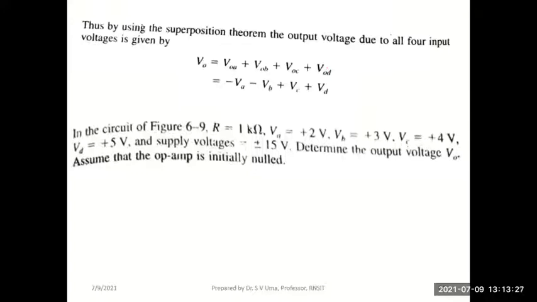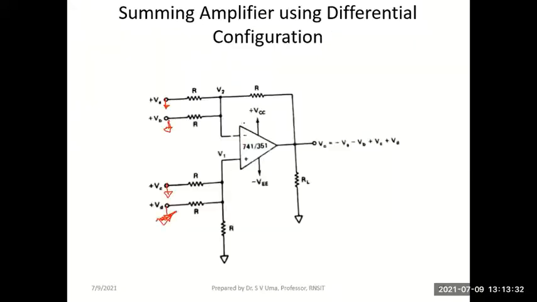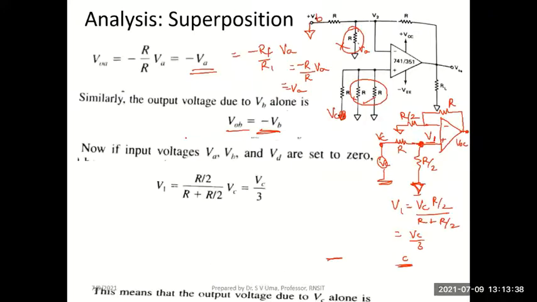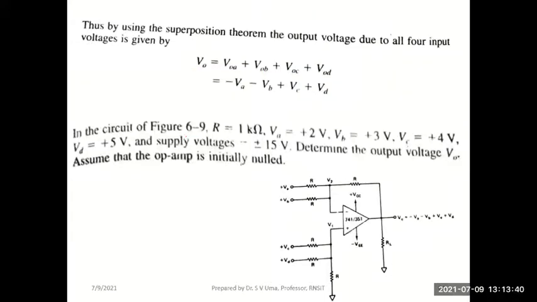See, this problem is based on the previous circuit only. Figure 6.9 is this. Okay. So the problem given is based on the previous circuit. Same circuit, yeah, it's here. We have already found an expression for the output voltage of this circuit. So if all the 4 input voltages are given, can't you directly determine what is V0? Very simple. V0 is minus VA minus VB plus VC plus VD.